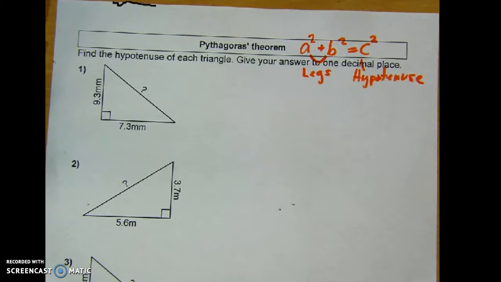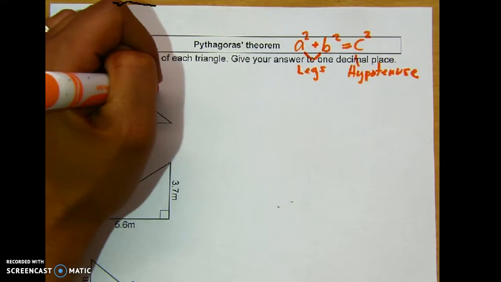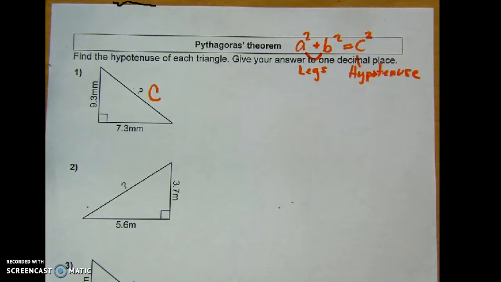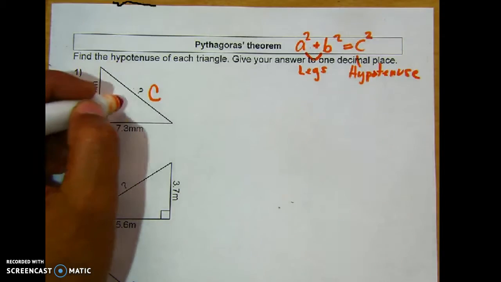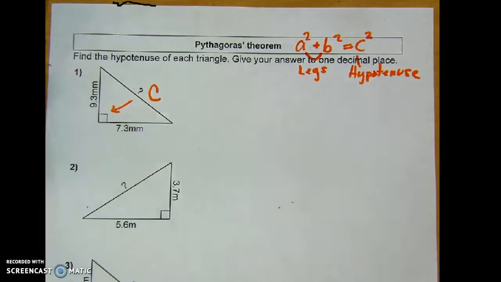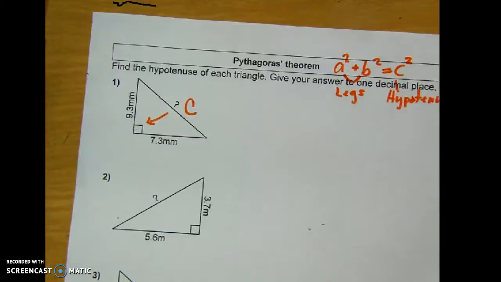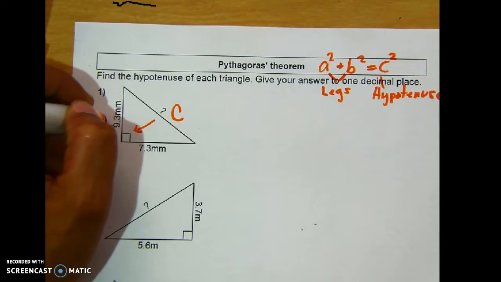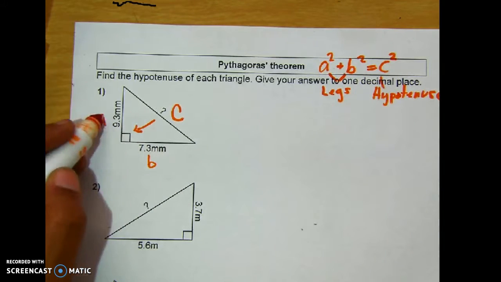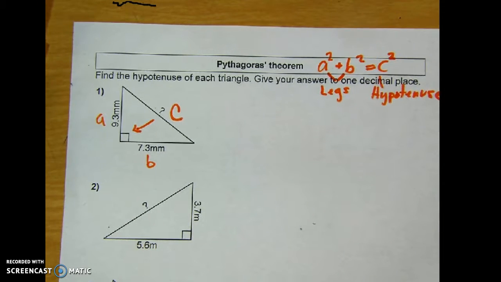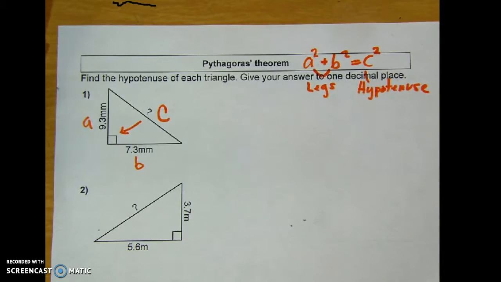So first and foremost, we want to identify where our hypotenuse is, because it doesn't matter which leg you label as A or B. I'm going to label this right here as my hypotenuse. I know that because it's the longest side and it's also across from the right angle. Then I can label either way, A or B. Because of the property of addition, no matter which way you add it, it's going to be the same answer.